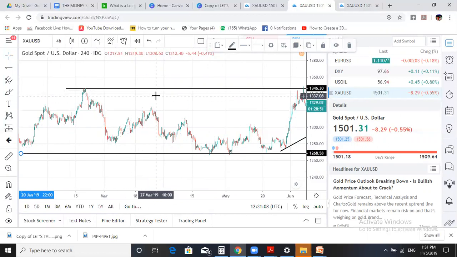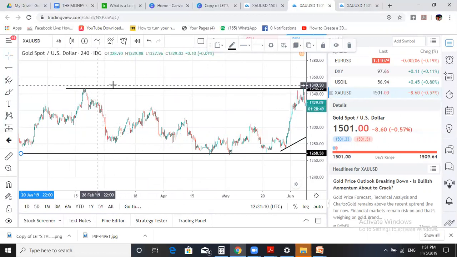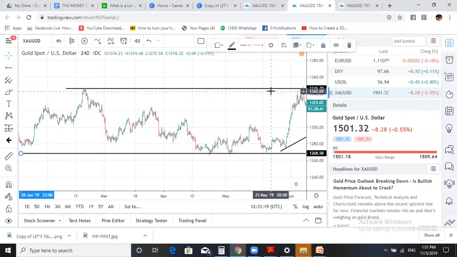it's not going to break this area, because this area has been strong. It's been tested like three times around here, and then again it's been tested here, and you feel, oh, this area is too strong, and it's obviously not going to break it. It's going to sell. Once it hits this area, I'm going to sell. And so you're waiting here to do a sell, and you're waiting here to do a buy.